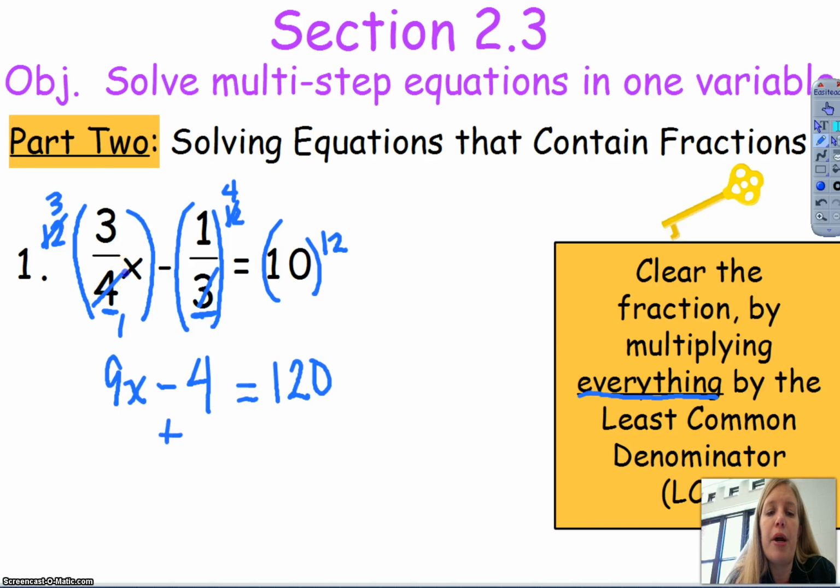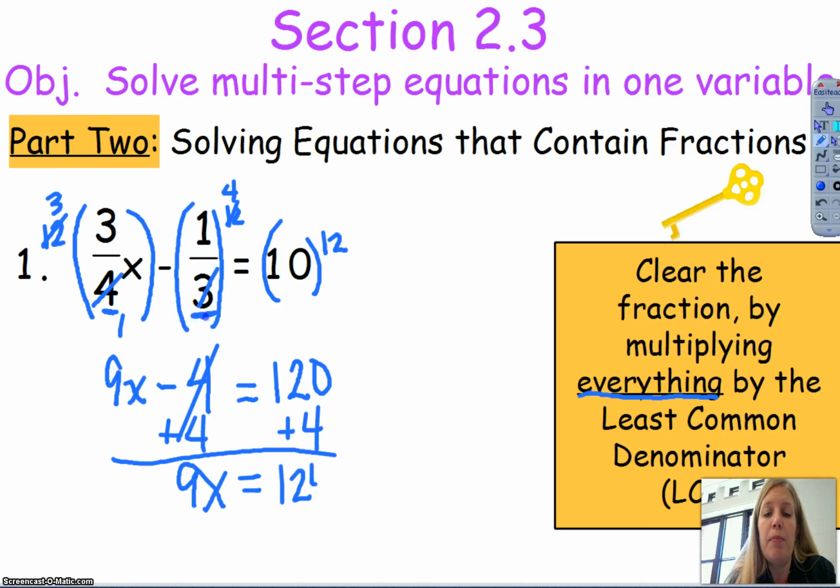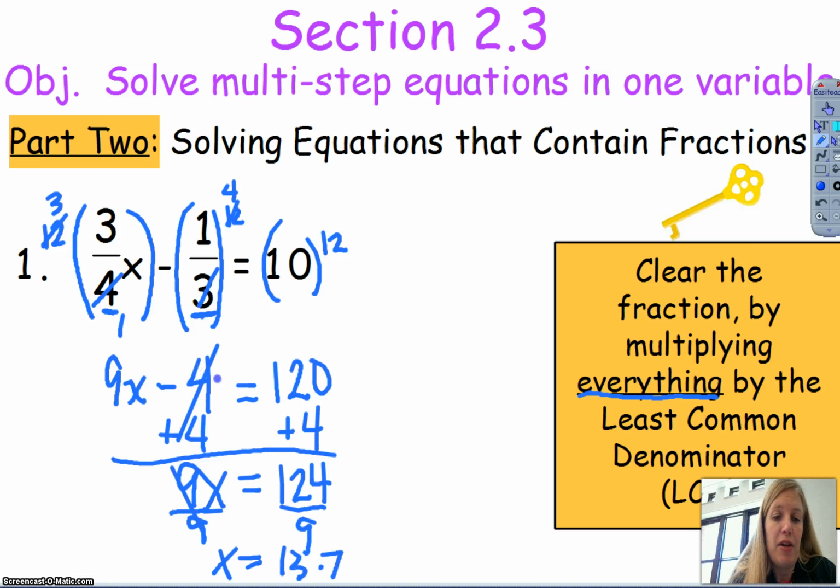Now I add 4 to both sides. 9x equals 124. Divide both sides by 9. x equals 124 divided by 9, 13.7 repeating. And notice there's an 8 in your calculator. That's because your calculator is rounding it. But please use the bar notation to show that it's repeating.